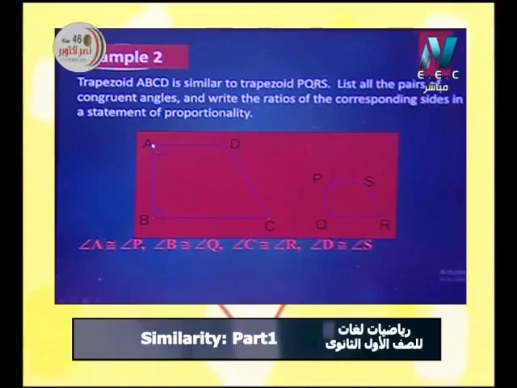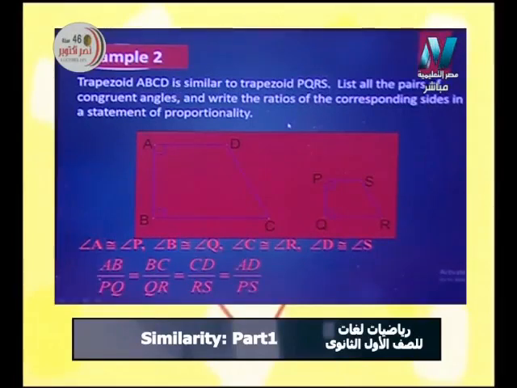First, we have the angle A is congruent to the angle P. The angle B is congruent to the angle Q. The angle C is congruent to the angle R. The angle D is congruent to the angle S. And it's easy to see that AB over PQ equals BC over QR equals CD over RS, and the last one, AD over PS.